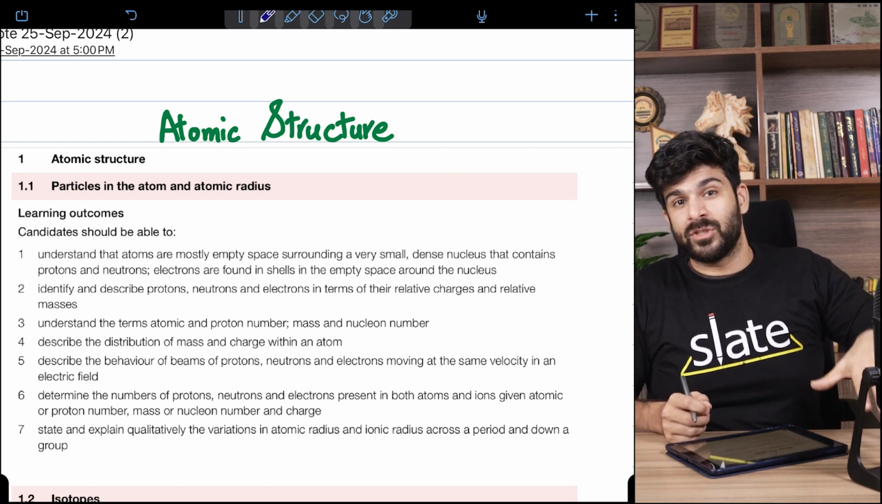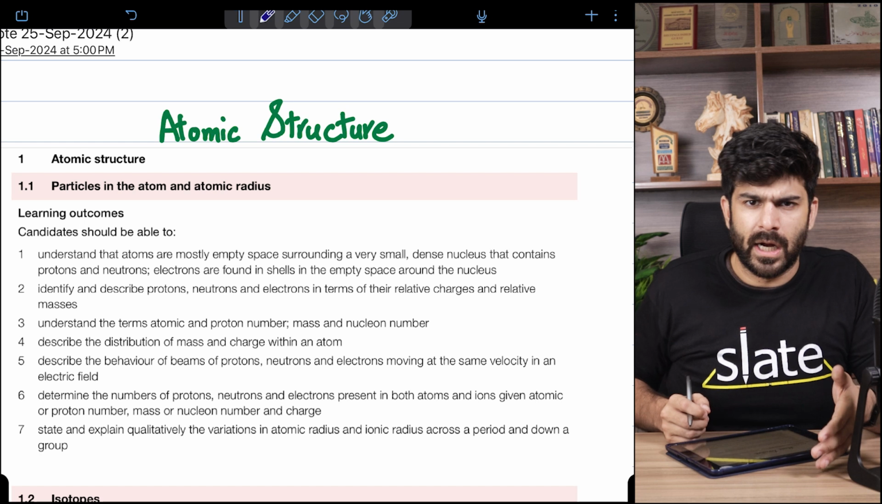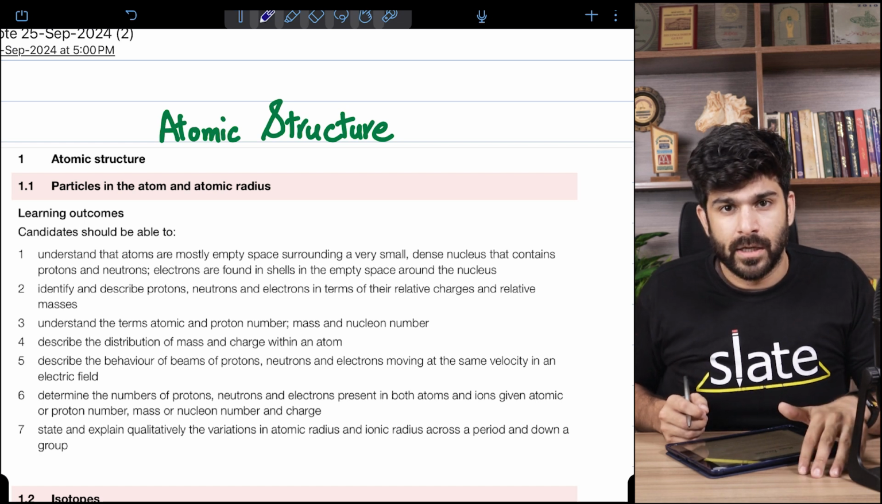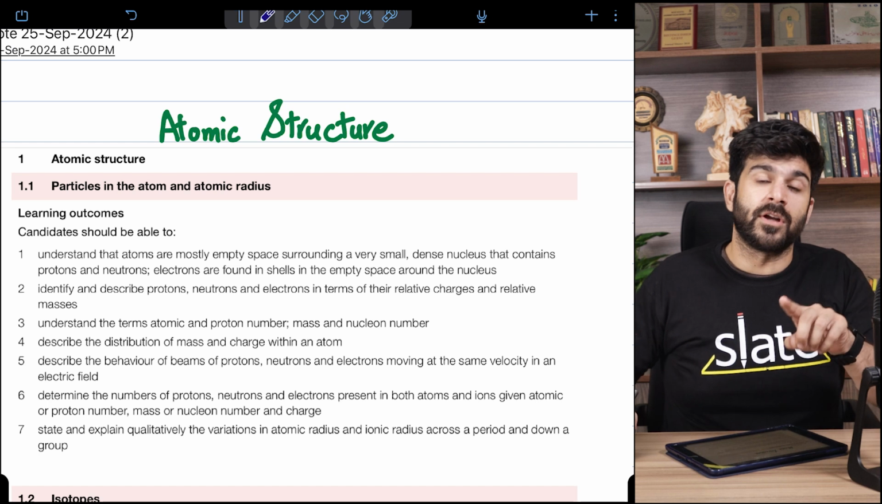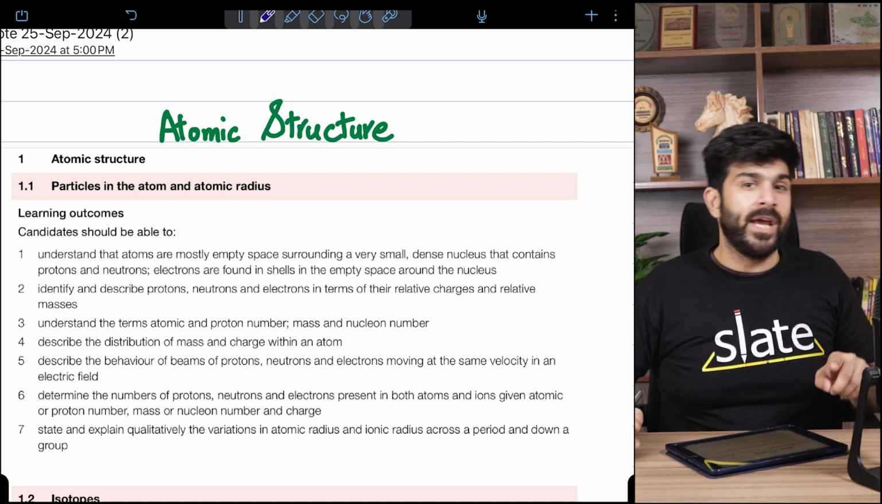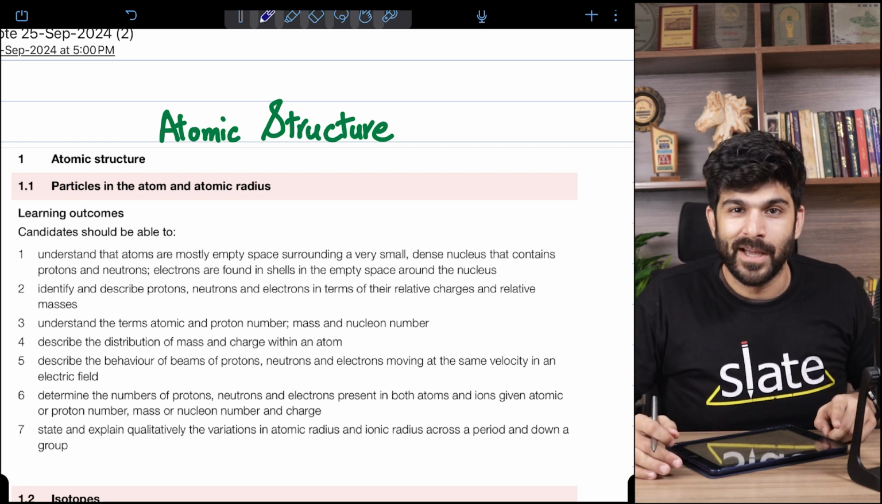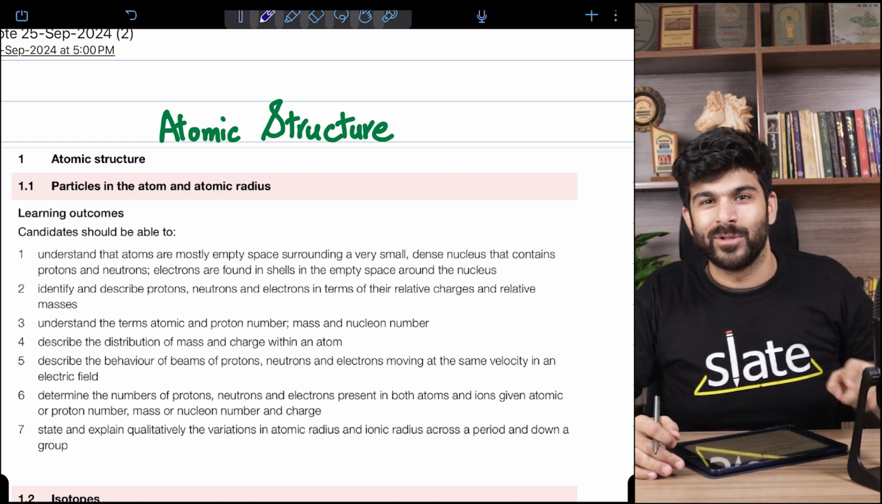Because A level chemistry is without a doubt a tougher one. But then again, it's even more scoring than being the tougher part. So you can score an A or A star very easily if you stay intact and follow me on Slate.